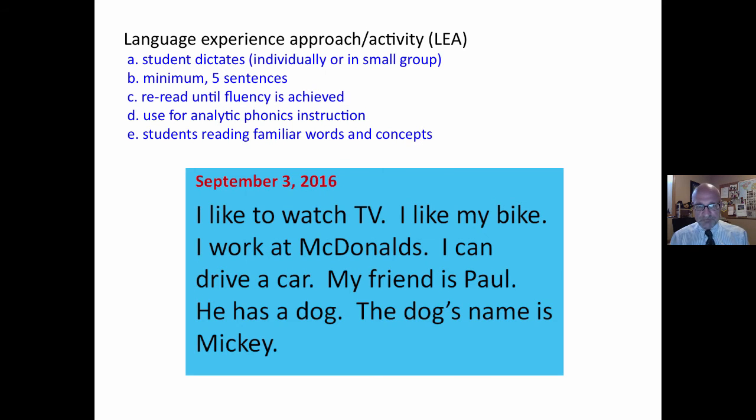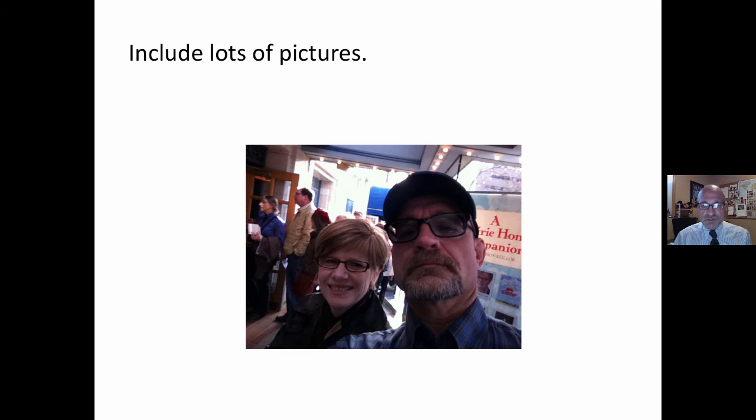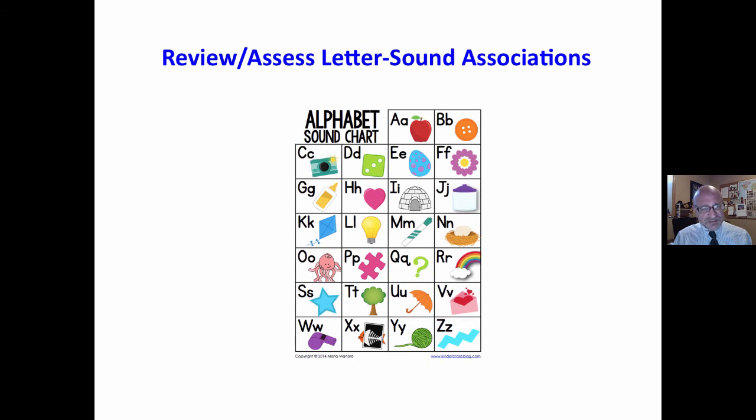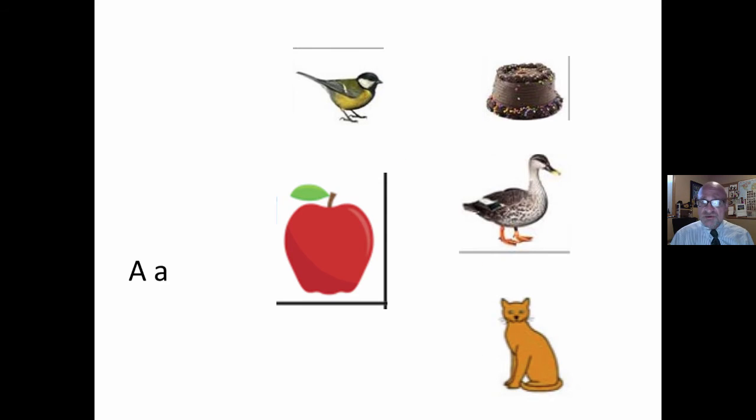That is the basis. Everything starts with this, and this is 3 to 8 minutes at most. I always include lots of pictures, multimodal. I like to include pictures of their lives or my life to make this personal connection. Try to review and assess letter sound association just to see where they're at. All right? Learning comes over time.